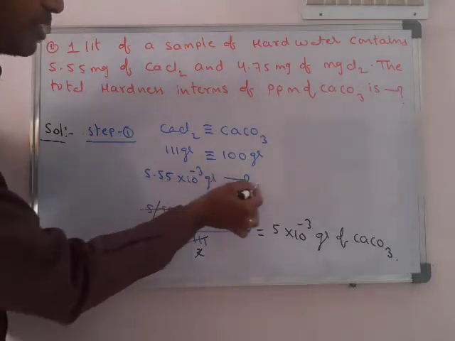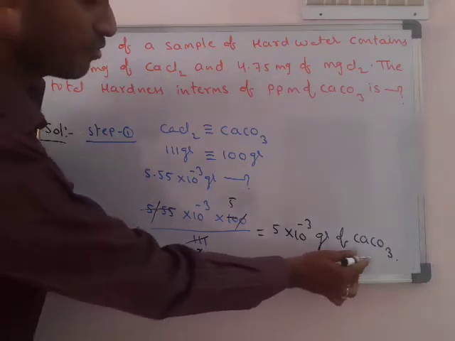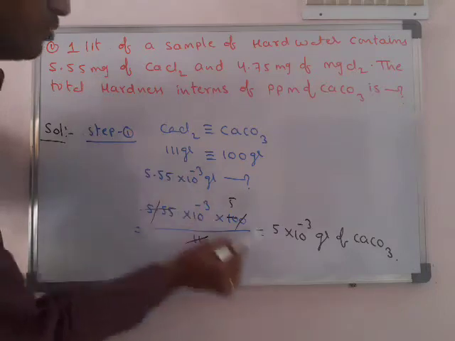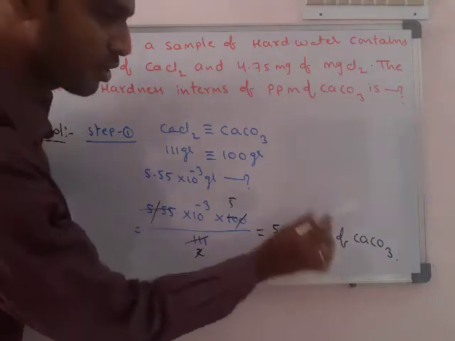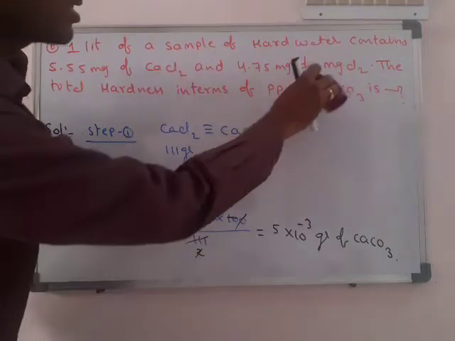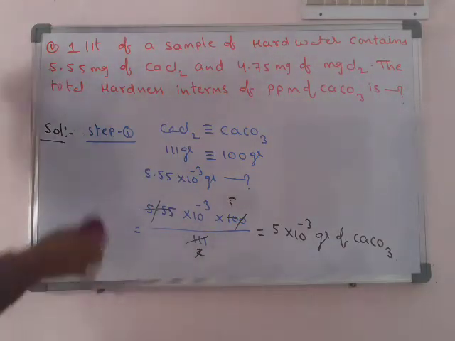Okay, so how much calcium carbonate? So we got 5 into 10⁻³ grams of CaCO3. Okay, అంటే ఇప్పుడు 1 లీటర్లో 5 into 10⁻³ grams of CaCO3 ఉంది. ఓకే, ఇప్పుడు అదే 1 లీటర్లో how much MgCl2 is present find out చేద్దాం. ఓకే, in terms of CaCO3.